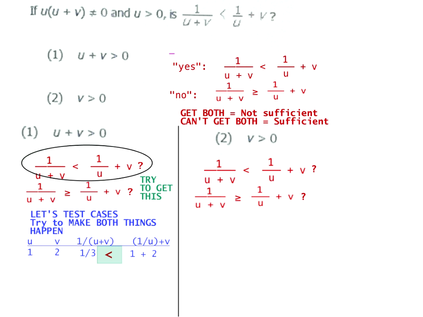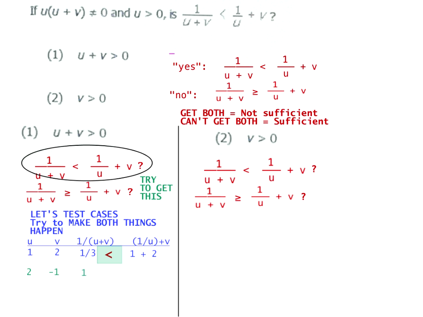Well, let's see if that works. Somebody says 1 and -2. So same kinds of numbers, but just switch the signs out. So 1 and -2. Do we still satisfy the conditions? No, we don't, because u plus v is not greater than 0. We can try 2 and -1. Now 2 plus -1 is 1, which is greater than 0, and also 2 is greater than 0, and this is also true.